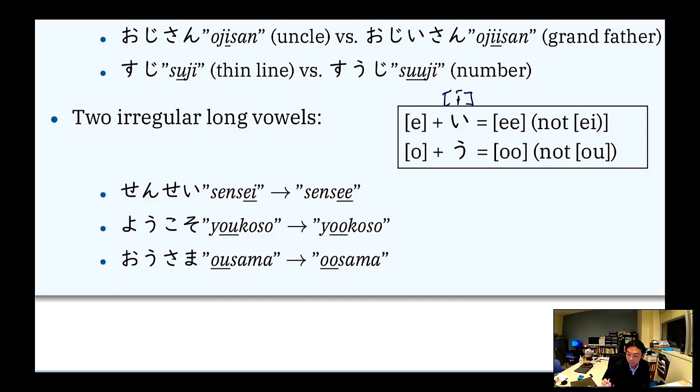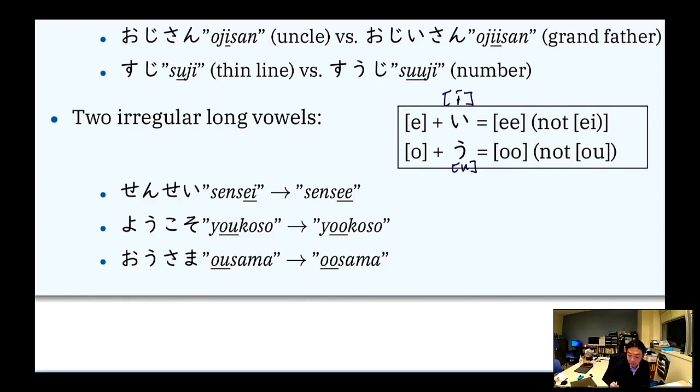Same way, the O sound and U sound. Japanese don't like this sound either. So what it does is just have a long O instead of O and U. So these are the long vowels we just talked about.